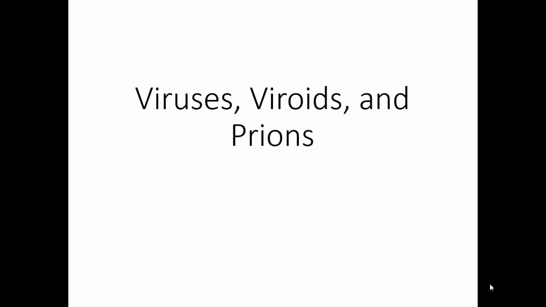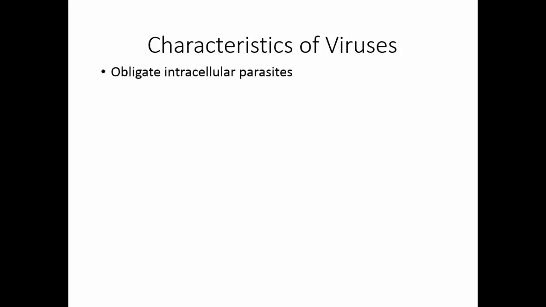Viruses, viroids, and prions are infectious particles that are important in medical microbiology. Viruses are obligate intracellular parasites. They must live inside a host cell. They are submicroscopic. They're measured in nanometers and are only visualized using an electron microscope.